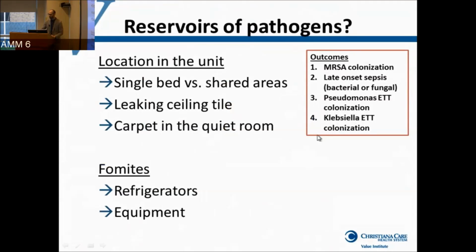We're looking at 4 outcomes with this work. We are looking at MRSA colonization. We're looking at culture-proven late-onset sepsis, and really that's bacterial or just Candida. And then in a sub-cohort we looked at just babies that were intubated. There are routine surveillance cultures of the endotracheal tubes for these babies, so we were looking at whether those endotracheal tubes were colonized with Pseudomonas or Klebsiella.